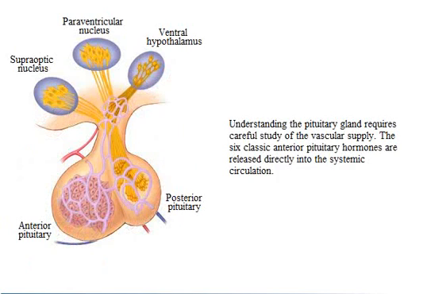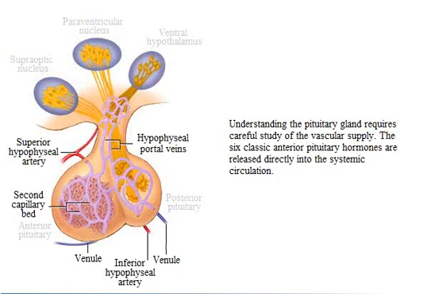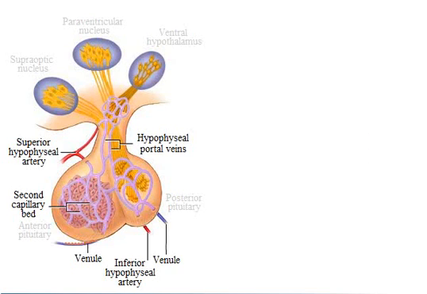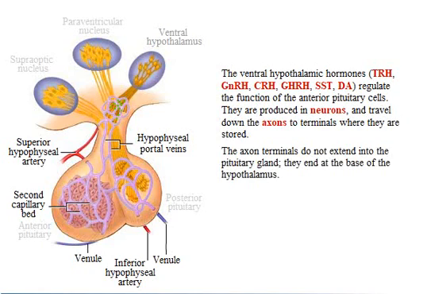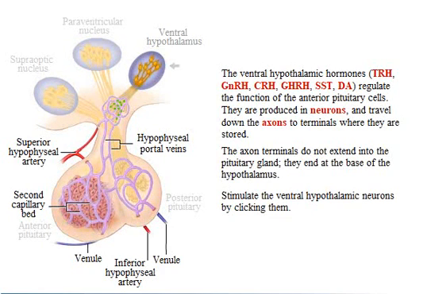Understanding the pituitary gland requires careful study of the vascular supply. We have noted that the 6 classic anterior pituitary hormones are released directly into the systemic circulation. The ventral hypothalamic hormones regulate the function of the anterior pituitary cells. They are produced in neurons and travel down the axons to terminals where they are stored. The axon terminals do not extend into the pituitary gland. They end at the base of the hypothalamus. Stimulate the ventral hypothalamic neurons by clicking them.